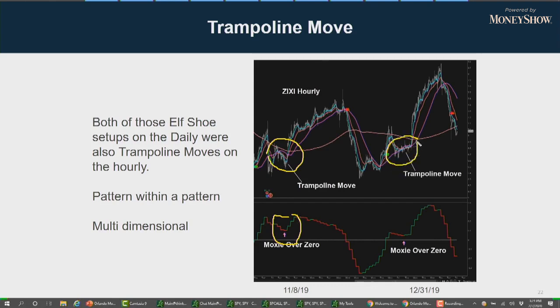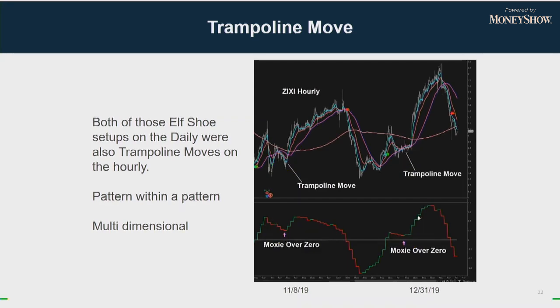You see how price was below the moving average, and the Moxie indicator was above 0? Trampoline move. So as I showed in the beginning of the session, we showed it to the downside with an inverse trampoline move on the SPY. I showed it with Tesla. I showed it with Square. I've shown it now 2 times, 4 times with ZIXI, with the elf shoe, and with the trampoline.